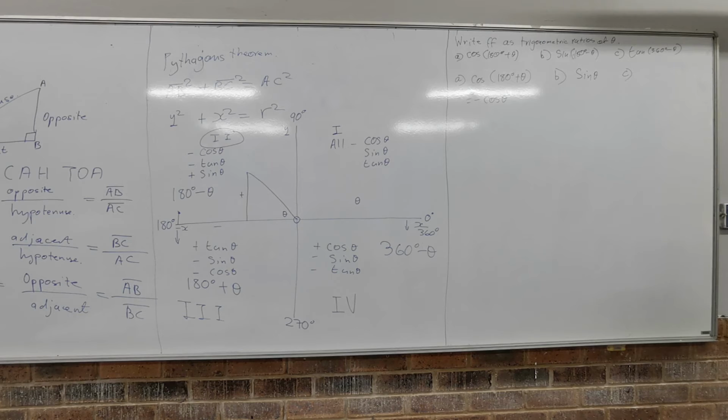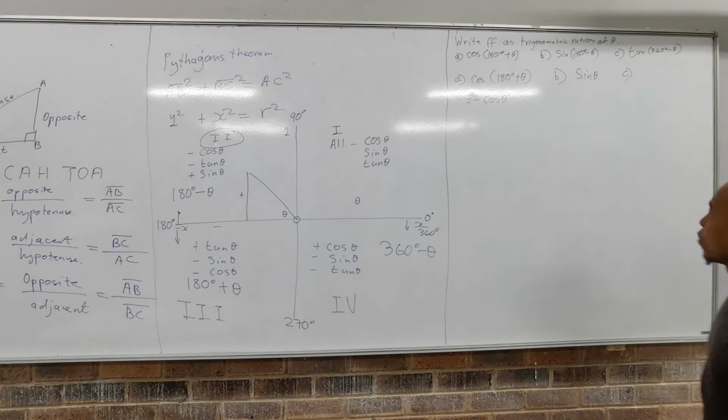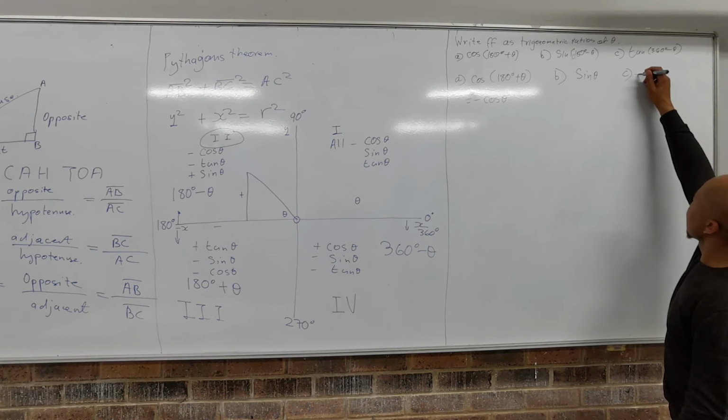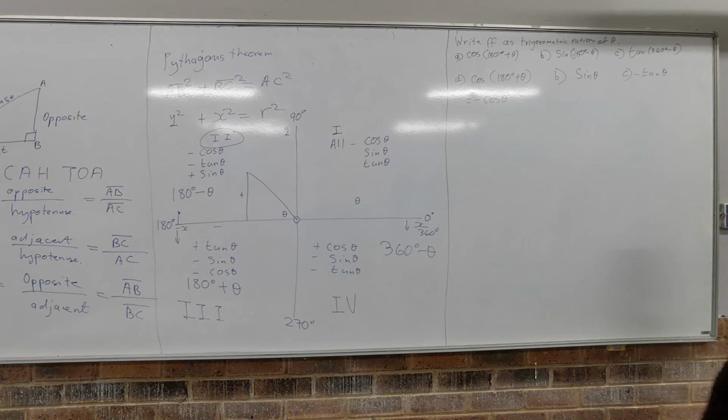Next, for number C, we have tan of 360 degrees minus theta. So 360 minus theta is in the third quadrant. In the third quadrant, tan is negative. So we have negative tan theta. So basically, that is what we are having.